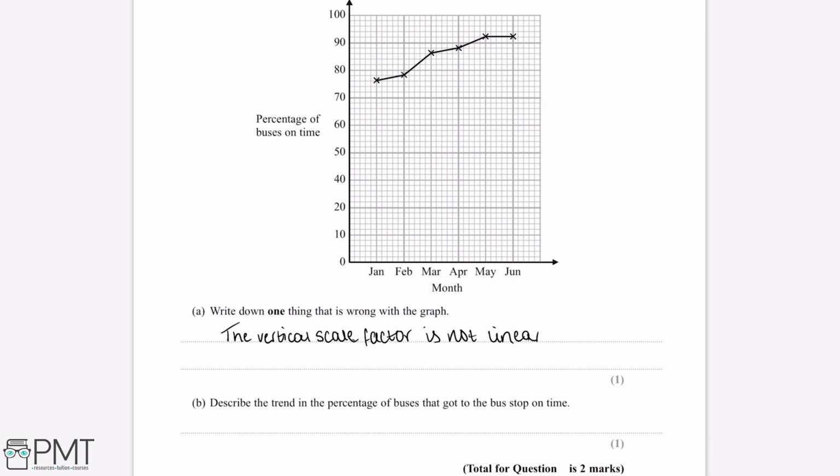Describe the trend in the percentage of buses that got to the bus stop on time. So what we can see from this graph is the percentage of buses arriving on time is increasing throughout the months. So we can write that the trend in the percentage of buses that got to the bus stop on time is positive.